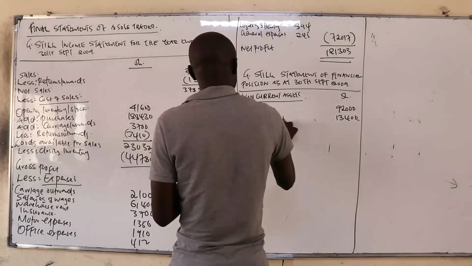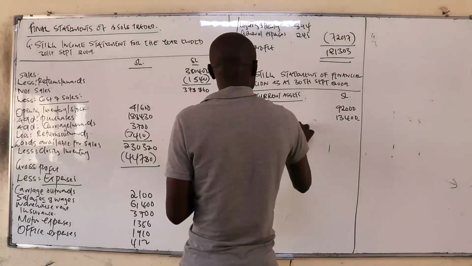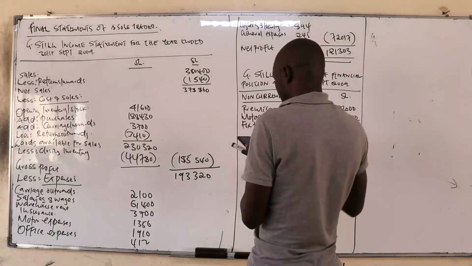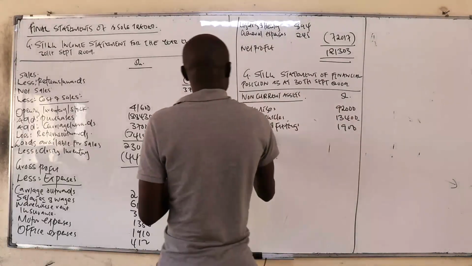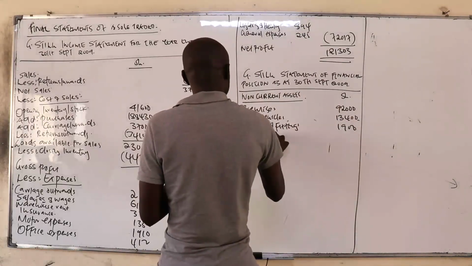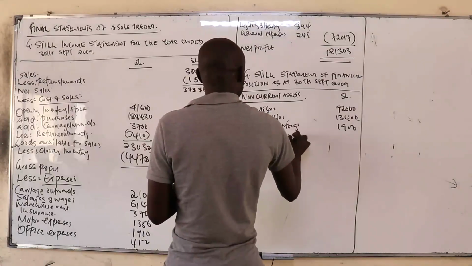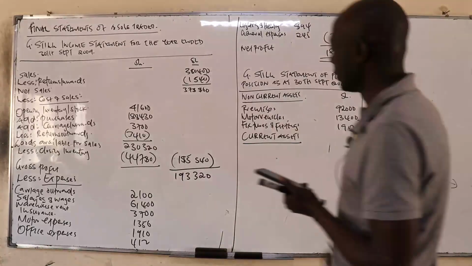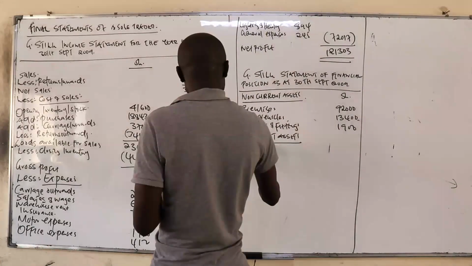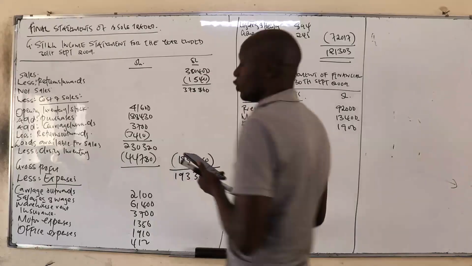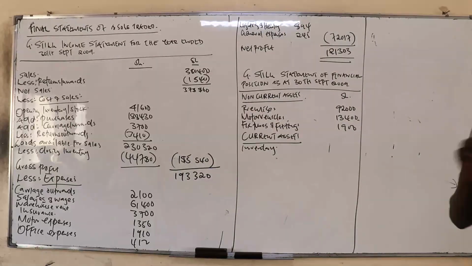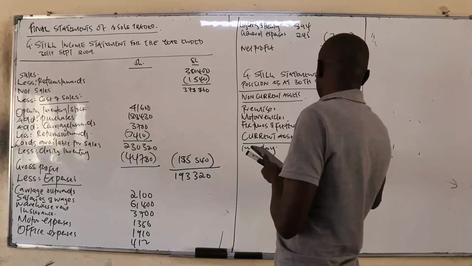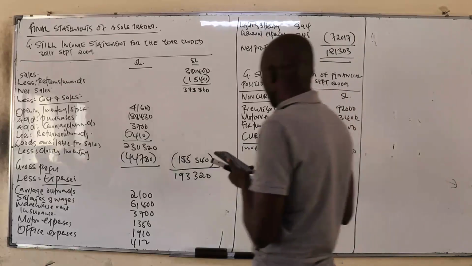Fixtures and fittings, the value is how much? 1,900. Then we write here current assets. Current assets we start with inventory always, closing inventory, not opening, closing inventory. The figure is 44,780.